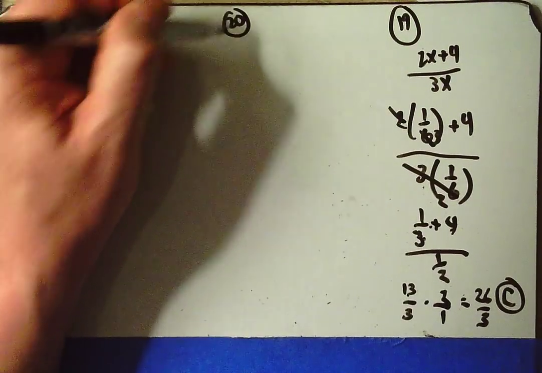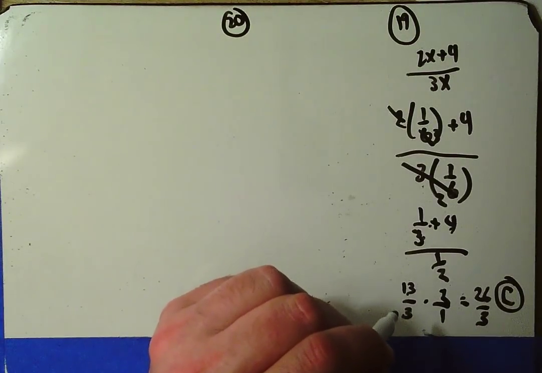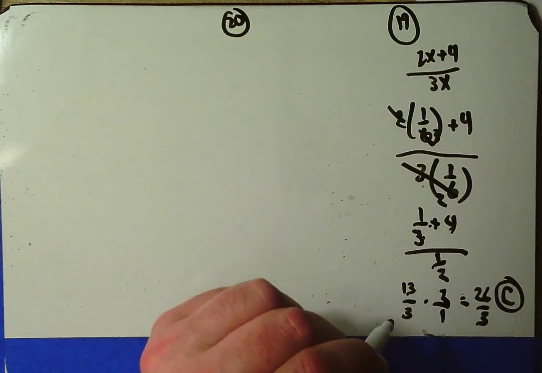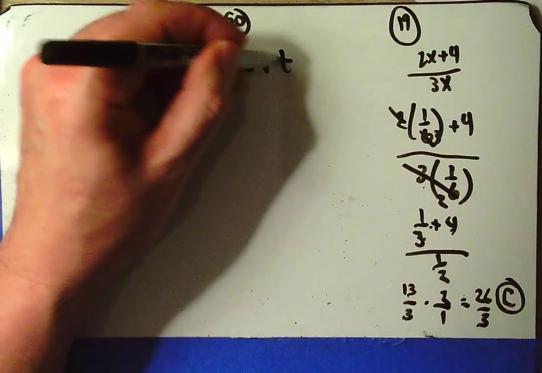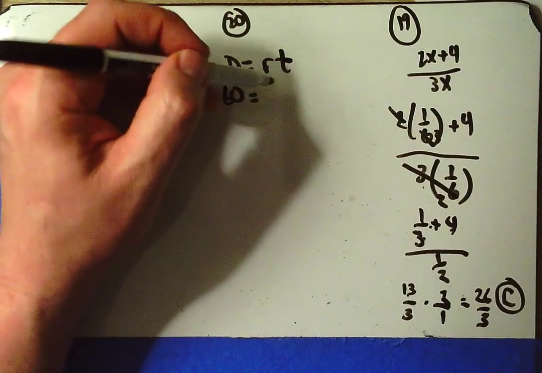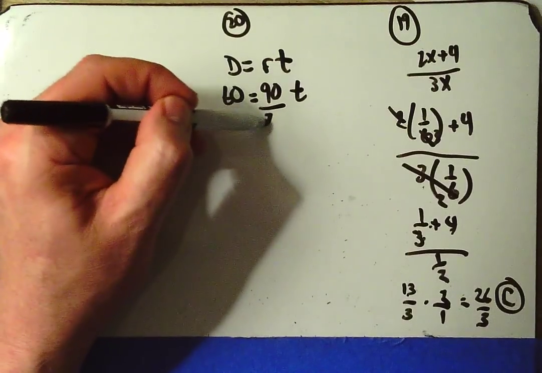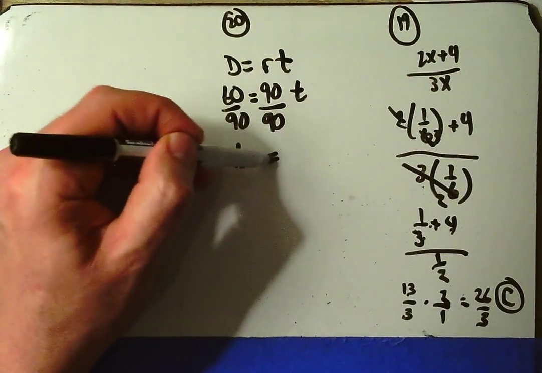Okay, problem number 20 says you drive 60 miles at 90 miles per hour. How many minutes will this take? All right, well, we remember that distance equals rate times time. Our distance is 60 miles, and our speed is 90 miles per hour. So if I divide, I get 2/3 equals t.